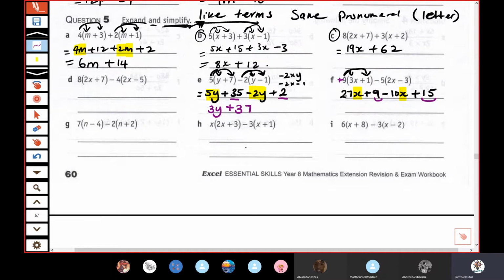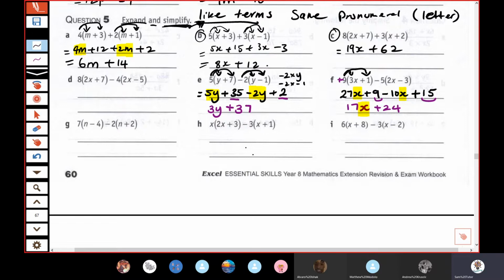And then we simplify. 27, take away 10. That gets me 17x. 9 plus 15 gives me 24. So 9 plus 15 is 24. And then maybe I might just highlight this so you guys know these two simplified to this one. And then, of course, these two simplified to 24.